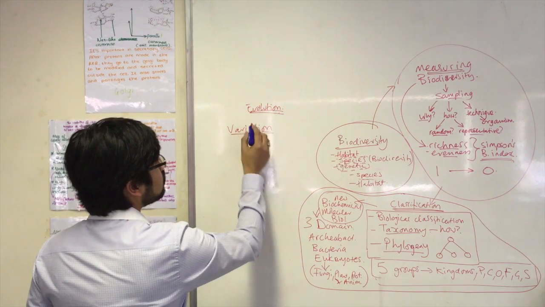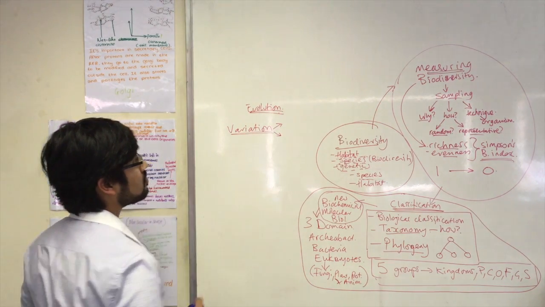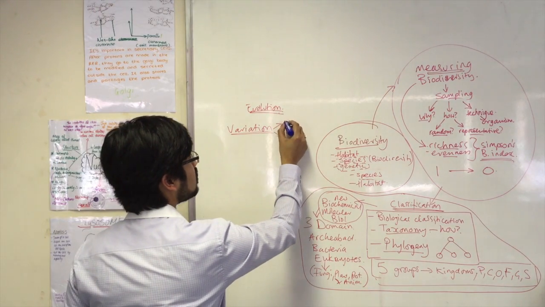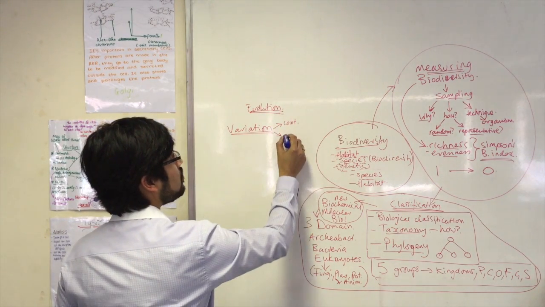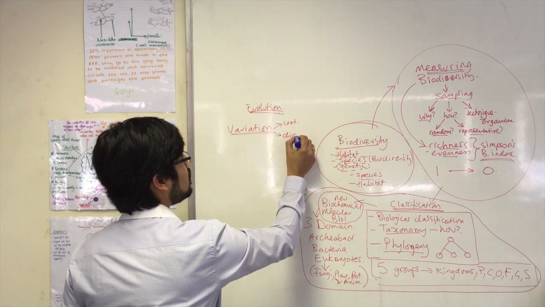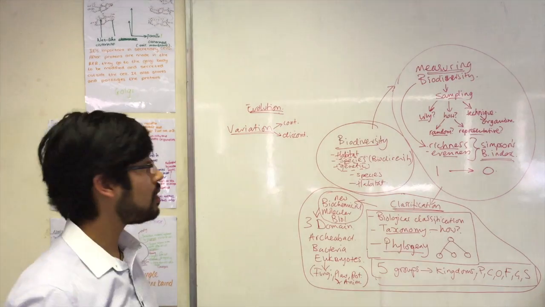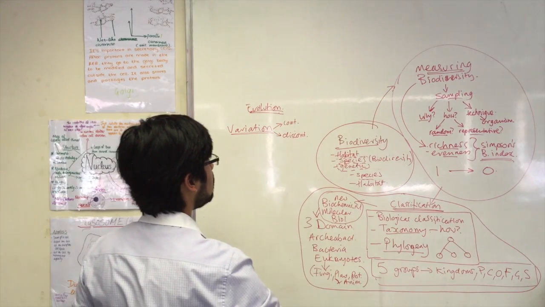But any variations that are due to your genes, that is going to be passed down to your offspring. And so we need to just mention that there are two types of variation: continuous and discontinuous. Is that ringing any bells? Yeah? So continuous and discontinuous.